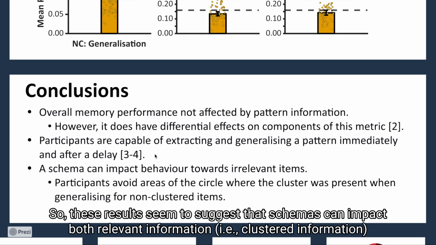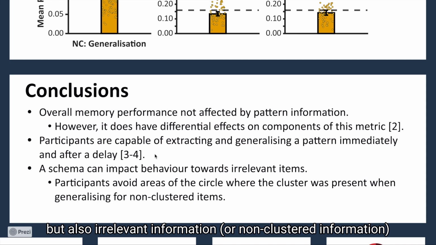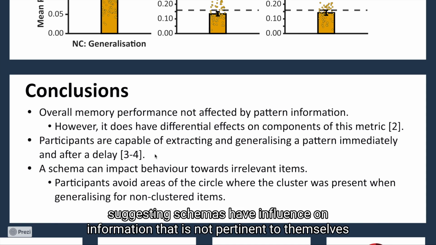So these results seem to suggest that schemas can impact both relevant information, i.e. clustered information, but also irrelevant information or non-clustered information, suggesting schemas have influence on information that is not pertinent to themselves.